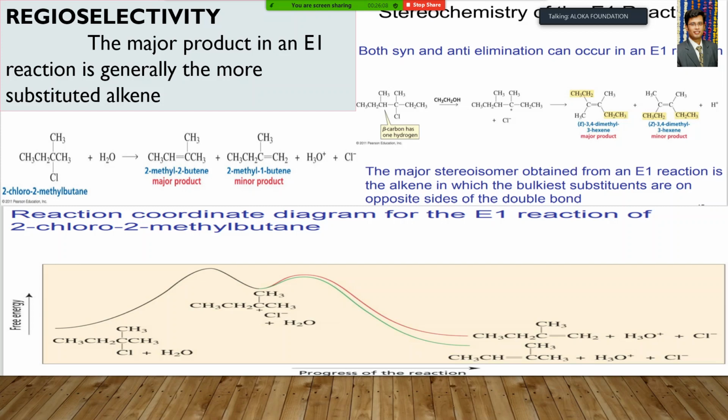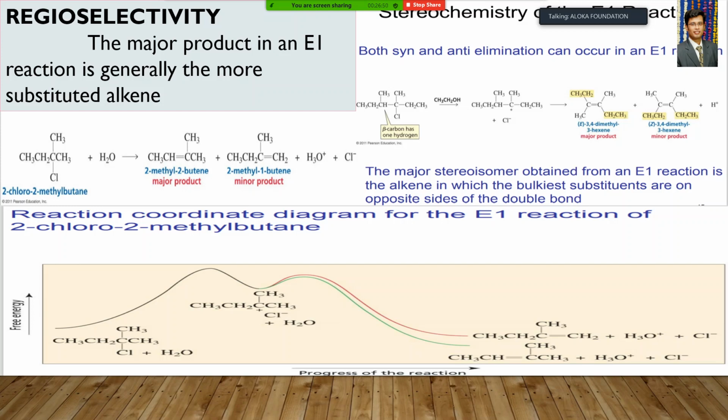But the major important thing: the major stereoisomer obtained from an E1 mechanism is the alkene in which the bulkiest groups are on the opposite side of the double bond. So what is the criterion in this E1 mechanism? The bulky groups should be on the opposite side. Why? Otherwise there is steric hindrance, so that will not favor the reaction. So whenever you do an E1 reaction, in the product that will be formed, the bulky substituents on the double bond will be in opposite directions. So please remember this, it is very important. So this is the mechanism.